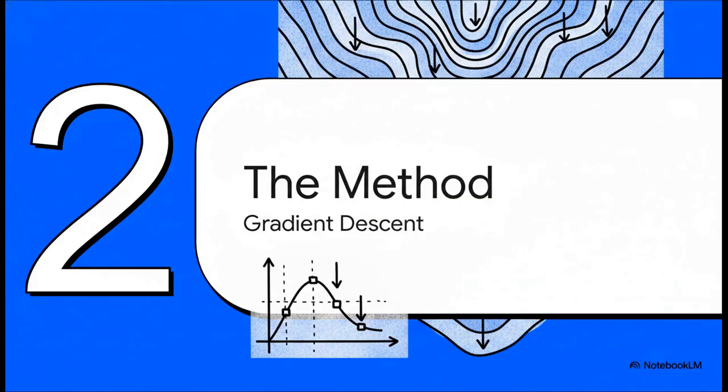Okay, so we have our map, but how do we actually navigate it? I mean, we can't see the whole valley at once. We need a method, a reliable way to make sure that every step we take is a step downhill. And that method has a name, gradient descent.